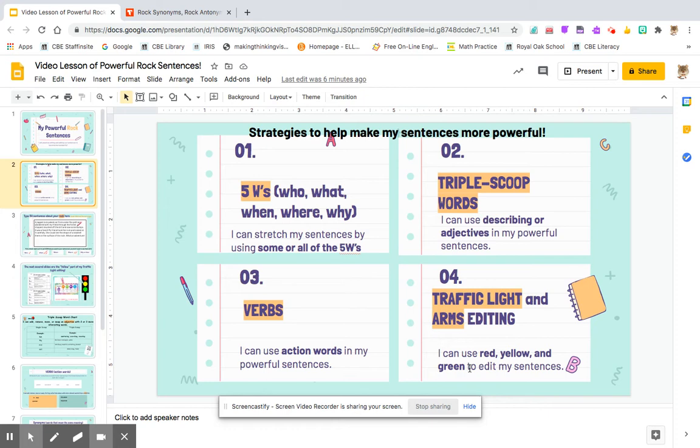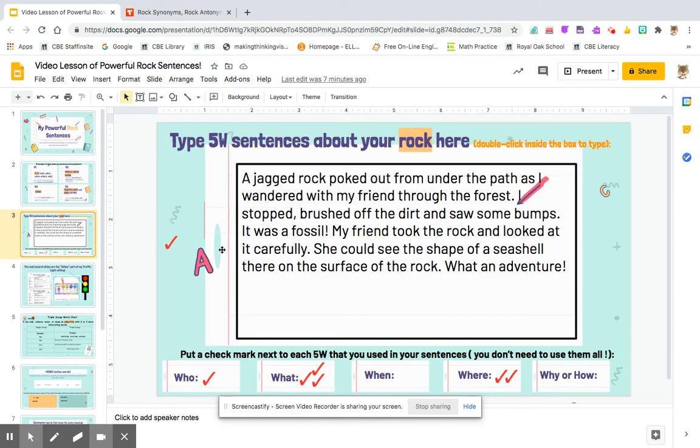And a lot of this writing is going to be about the editing. So the first thing that you're going to do is you're going to write 5 sentences about a rock. And you are going to try and use the 5 W's as much as you can. So I've already written some sentences here, trying to use some of these 5 W words.